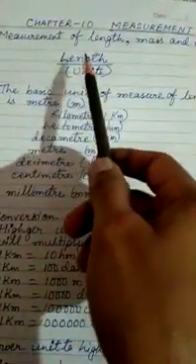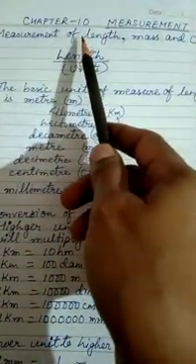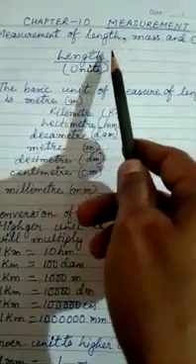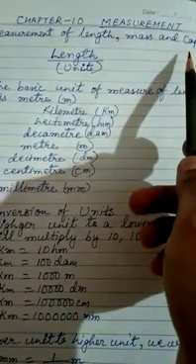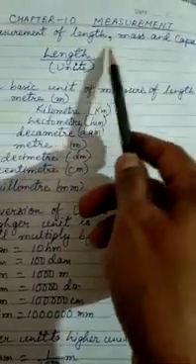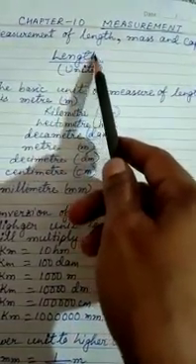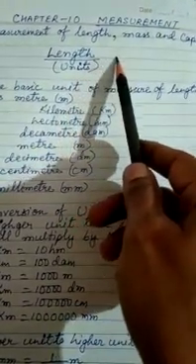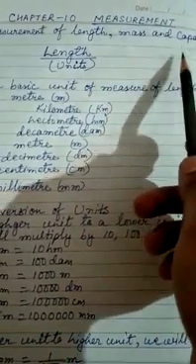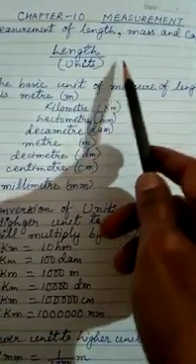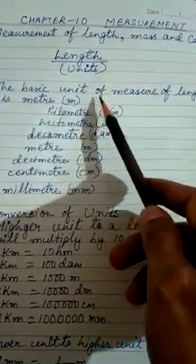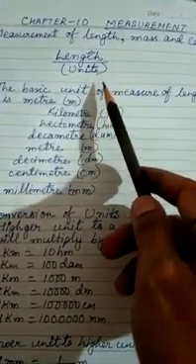Good morning, students. Today I am going to start with chapter 10, measurement. Measurement of length, mass and capacity. In this chapter, we will one by one understand the different units of length, mass and capacity and conversion of smaller to bigger unit and bigger to smaller unit.